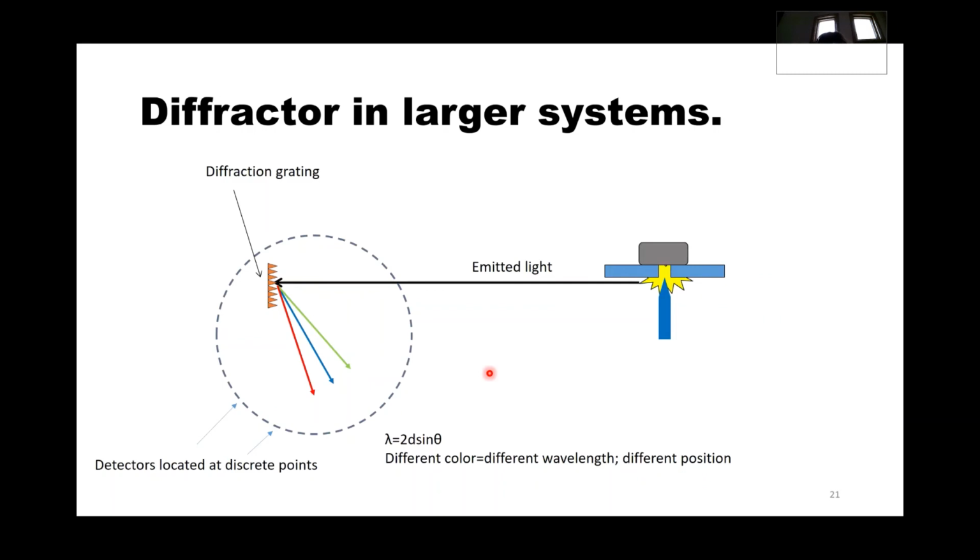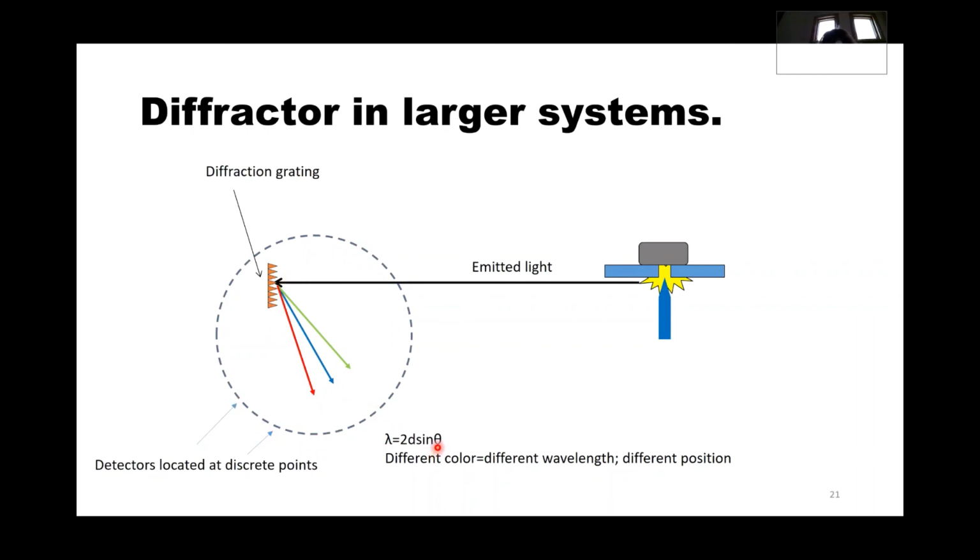In larger systems, and we're going to see this exact slide again with a similar explanation, I'm repeating myself a little bit today, but that's okay. You zap your metal, and this is a really crude representation, you get some emitted light. This emitted light hits a diffraction grating. The colors are then sent to discrete locations, so you're essentially splitting the light. And you actually have individual detectors located in a circle.